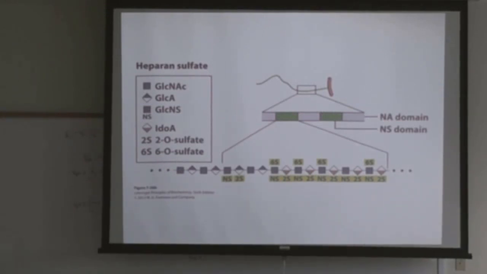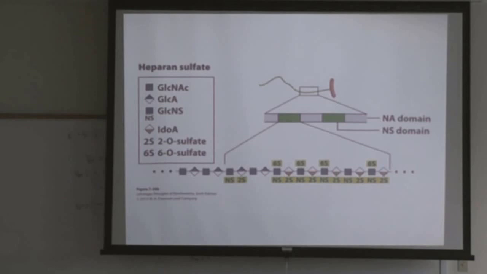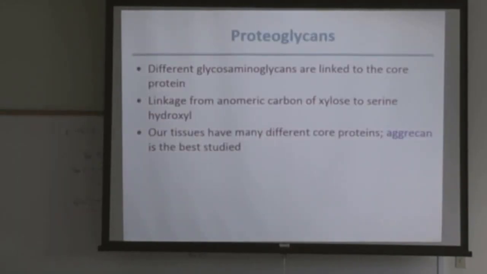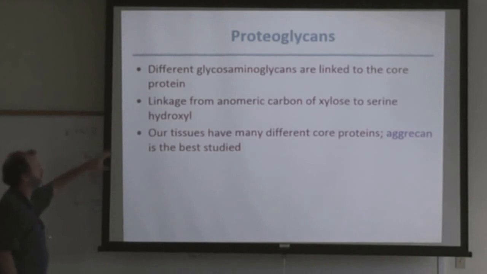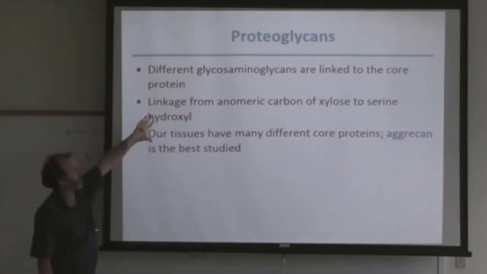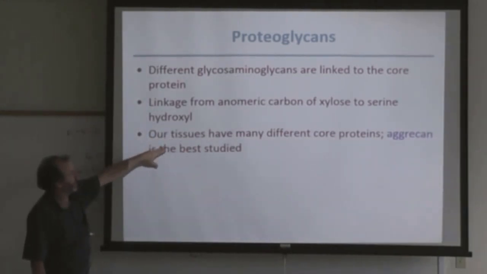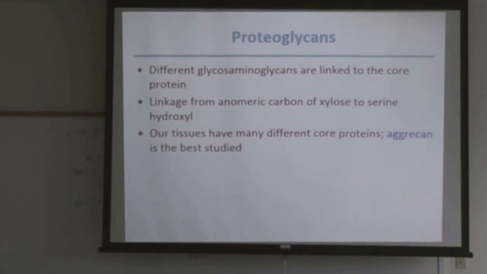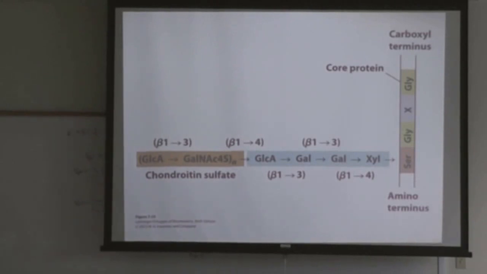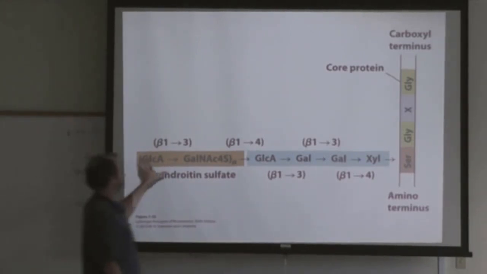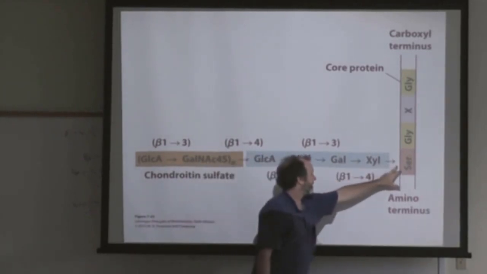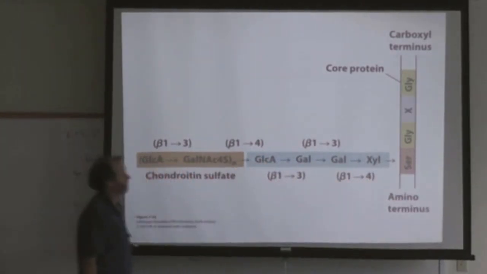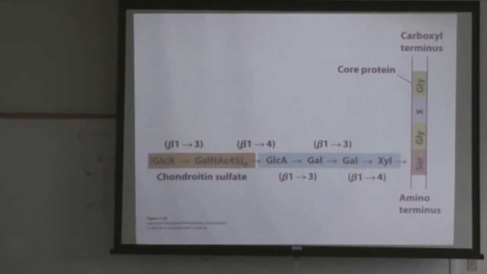And this shows you the different domains where you get glycosylation on a protein. So in proteoglycans, different glycosaminoglycans are linked to the core protein. The linkage is from the anomeric carbon of xylose to the hydroxyl group on serine. Our tissues have many different core proteins. Aggrecan is the best studied. And you have your carboxy terminus and amino terminus, and it's all linked chondroitin sulfate to xylose to the serine near the amino terminus of the core protein.